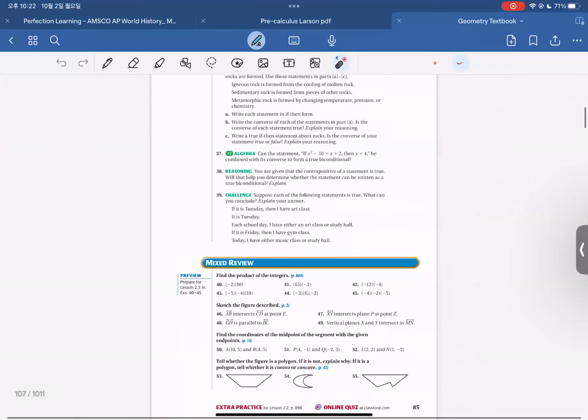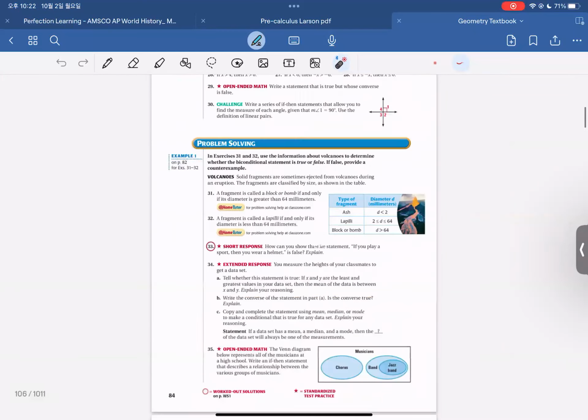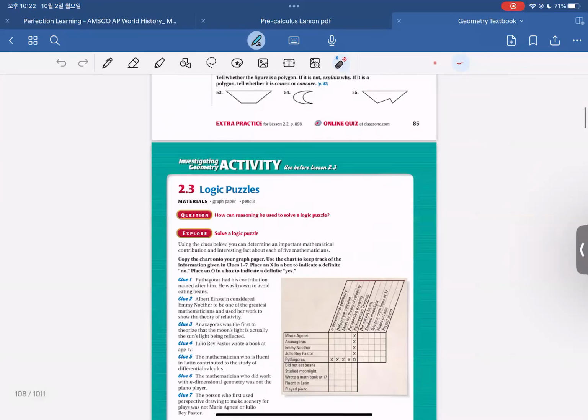Now I think you guys can handle this, so let's move on to 2.3 on applying deductive reasoning.